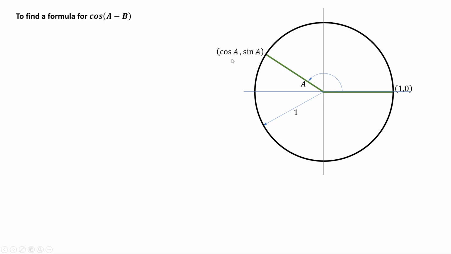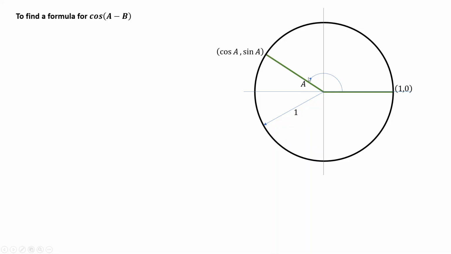The moment I say that, would you agree that this point must have coordinates of (1, 0), because the radius is equal to 1, so the x value here must be 1. And the y value must be 0 because this point happens to fall on the x-axis, right? 1, 0 are the coordinates of this point. Then the question becomes, what are the coordinates of that point?